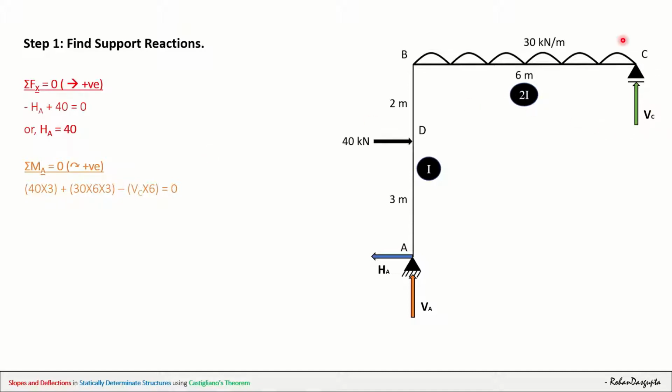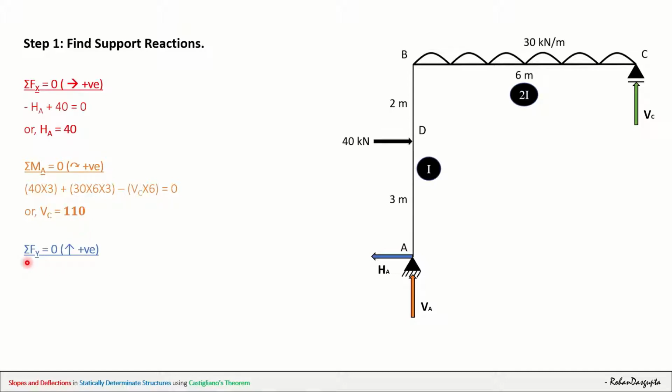Lastly, this VC will have an anti-clockwise moment, so it is minus VC, and the perpendicular distance between the line of action of VC and A is 6 meters. So minus VC into 6. So if you do the calculation, you will get VC equals 110.